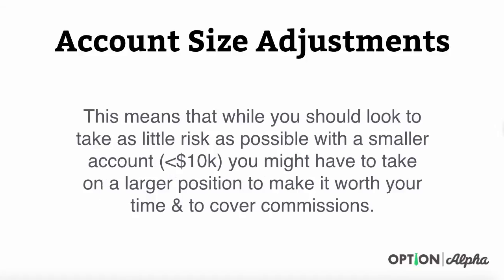So this means that while you should look to take as little risk as possible with a smaller account, so accounts under 10,000, you might have to take on larger positions or risk to make it worth your time and to cover commissions. So we understand that there's a lot of commissions out there and they vary greatly. I know that we've got a great commission rate here, and we've got a video tutorial inside the membership area that helps you understand how to renegotiate your commissions lower. But if you don't have great commissions, or if you are trading in a country that doesn't allow you to have the different broker platforms that we have here in the States, then you might have to increase your position size just temporarily until you start to gain some traction or add funds to your account.